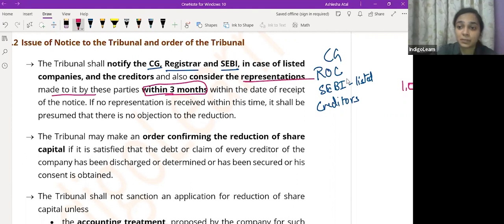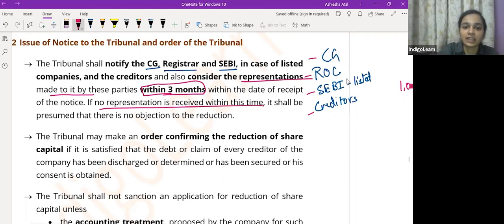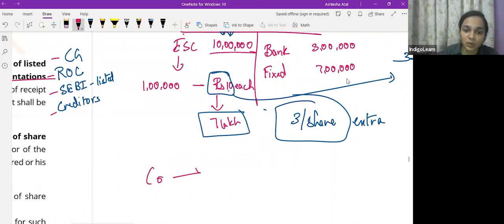And if these people, that is CG, ROC, SEBI, creditors, fail to give any representation within 3 months, then it shall be presumed that they have no objection to the reduction in the share capital. So what is happening here? First of all, the company is making an application to the tribunal.